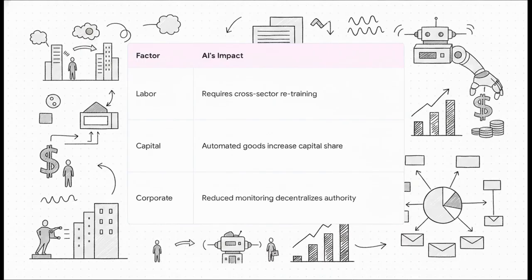First, we see factor reallocation. As cognitive tasks are automated, workers will need to transition across entirely different sectors, making large-scale retraining absolutely essential. Second, the capital share of the economy rises. This is huge. It means as automated goods make up more of our GDP, the owners of the capital, the AI and the servers, capture more value relative to human labor. Finally, corporate delegation. Because AI drastically reduces the cost of monitoring complex systems, firms can actually decentralize their authority, fundamentally changing how corporations are run.